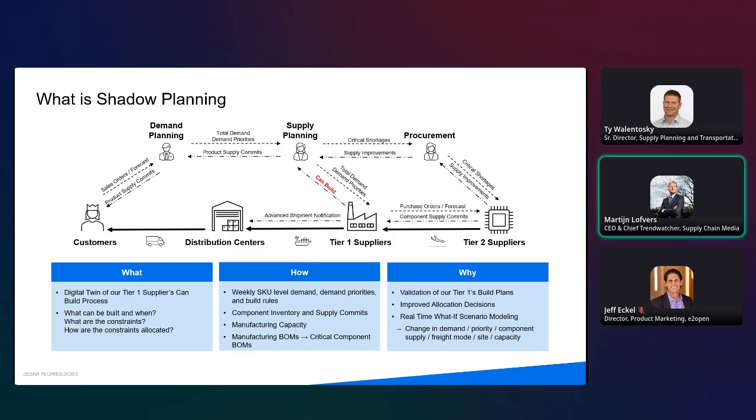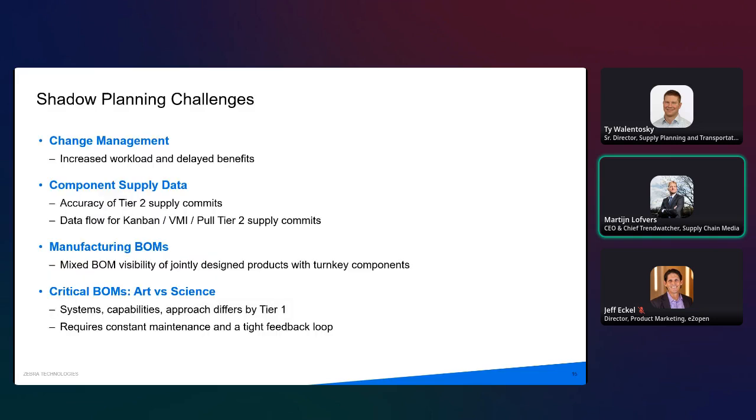So maybe we can talk a bit more about the challenge of shadow planning, because this looks on paper very nice and neat with e2open as a platform to share. But what do you think are the main challenges to get it running?